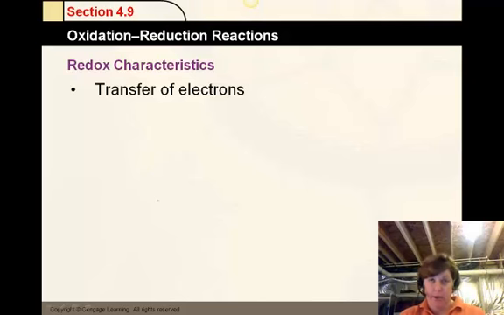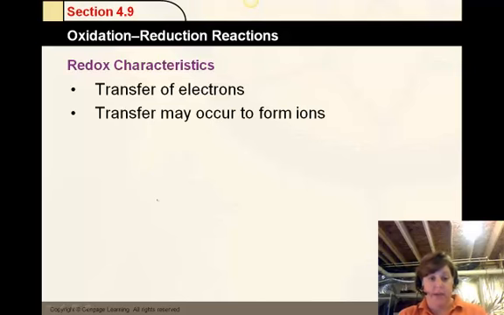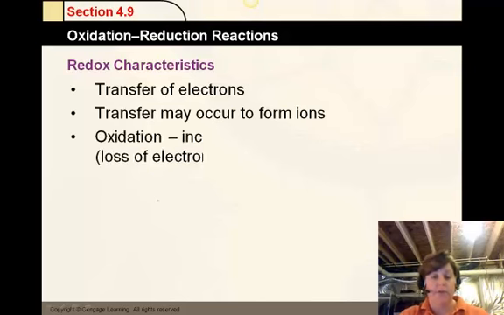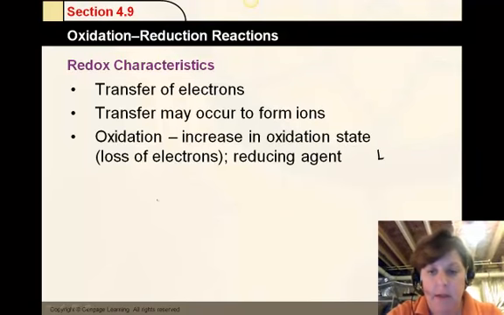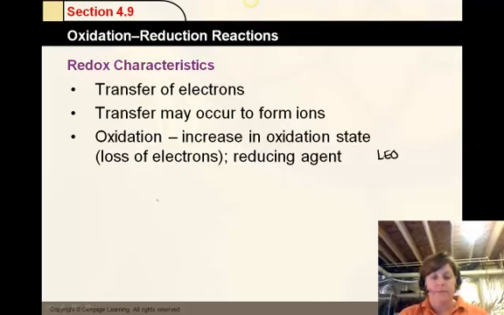Now, I already told you this in an earlier slide, but redox characteristics, there is some transfer of electrons. The transfer may occur to form ions. And like I said, oxidation is losing electrons, so LEO, remember. And when something oxidizes, it increases in oxidation state, and it's called a reducing agent because it allows the other thing to be reduced. Oxidation and reduction always go hand in hand. So if something oxidizes, there must be something else that needs to be reduced.